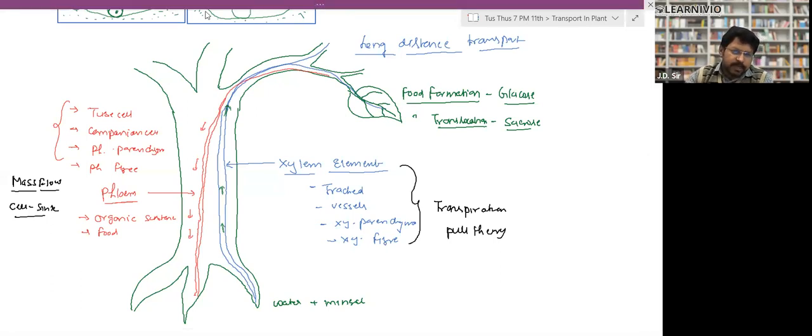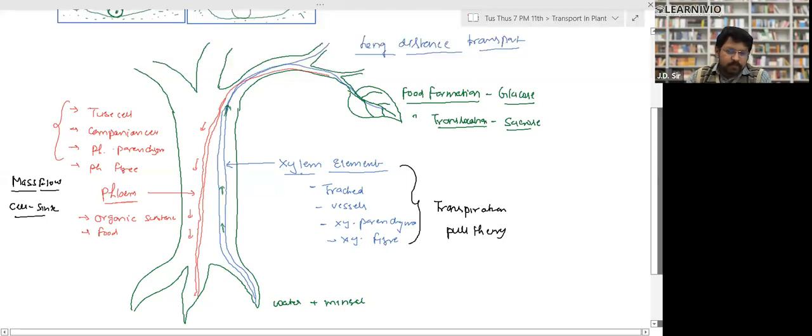In case of the xylem, what happens? In case of the xylem, water transport takes place. Where? From the root to the leaves, right? So these blue color lines are showing the xylem. Xylem elements are made up of four kinds of tissues. We have already studied it: tracheids, vessels, xylem parenchyma, and xylem fiber, right? And how does the transport take place? The transportation takes place through the transpiration pull theory. We have already studied it and we will revise it again, right?